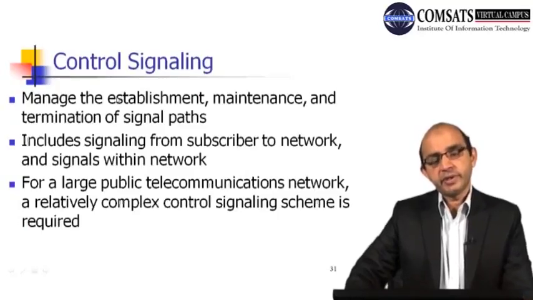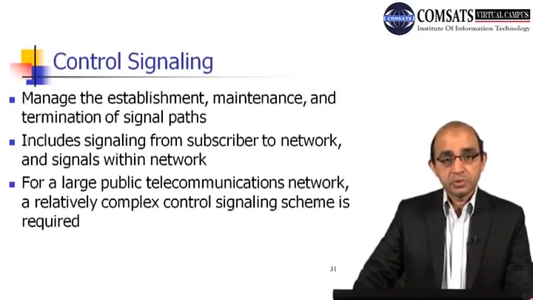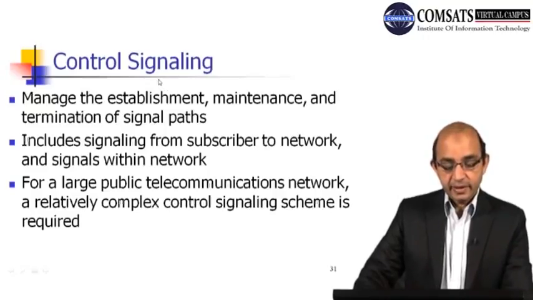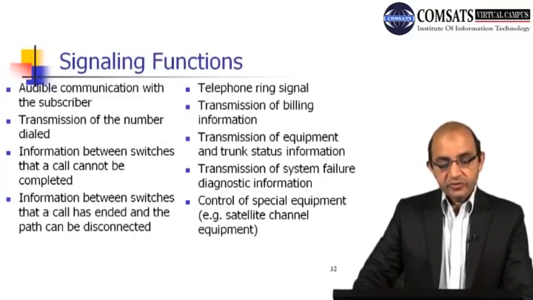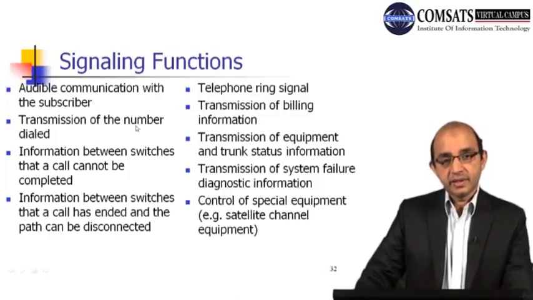Whenever we talk about circuit establishment before the actual data starts flowing in circuit switching, we need a control protocol, and that control protocol is based on control signaling. One example is SS7, the protocol used to set up the call between one subscriber and the other subscriber. Here are some of the signaling functions: transmission of the number dialed. Whenever we want to make a call, we dial a number, in both cellular communication and PSTN communication.